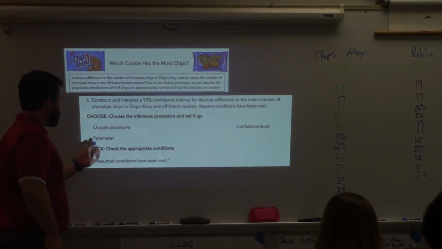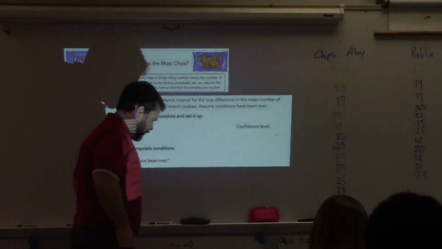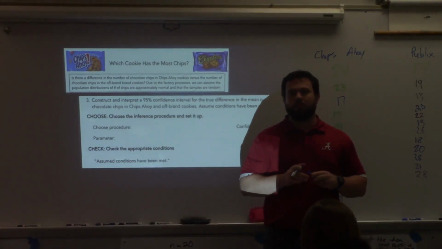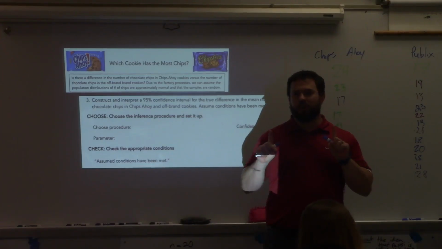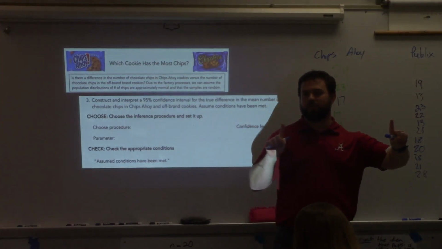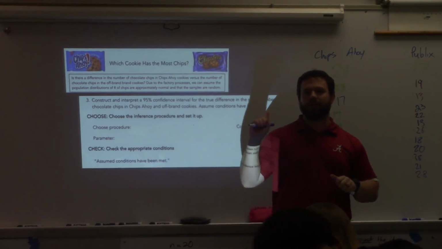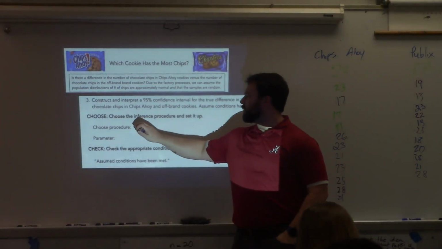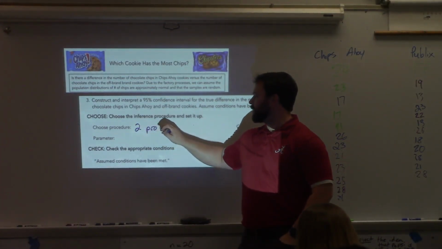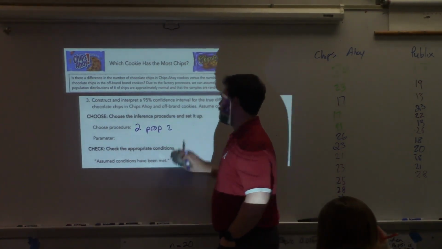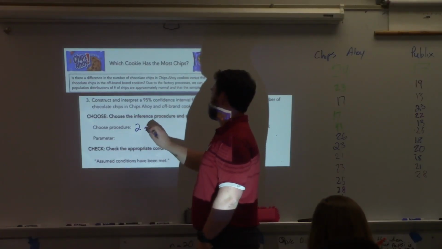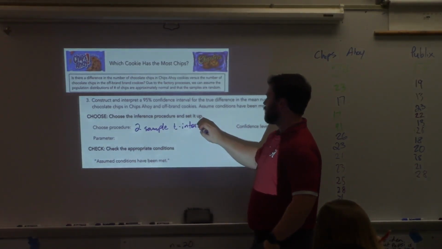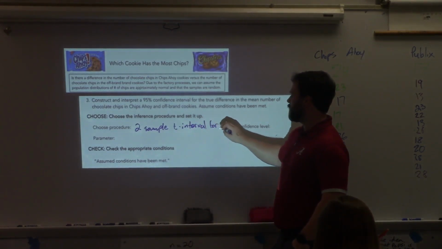What type of procedure should we be writing about here? That's going to be the next 1 minus the next 2. So be careful, because we have to remember, is it an interval or is it a test? Do we have hypotheses? Do we have a significance level? So be careful with that. So for the procedure, you could say a 2-sample t interval for the difference of x1 minus x2.